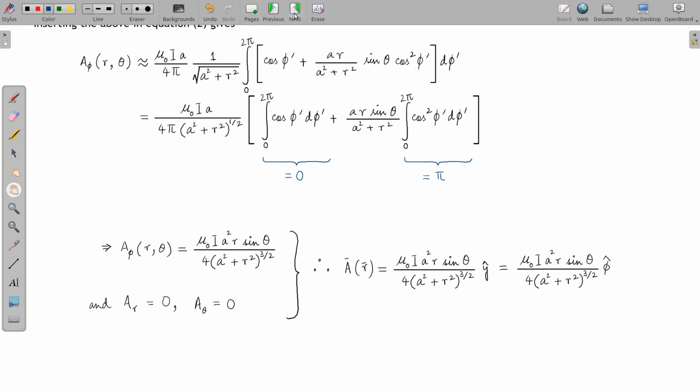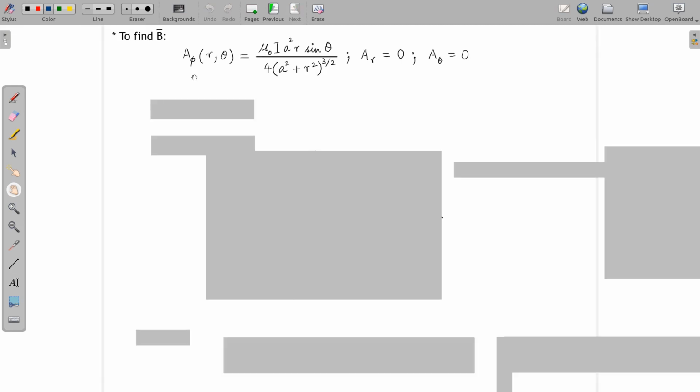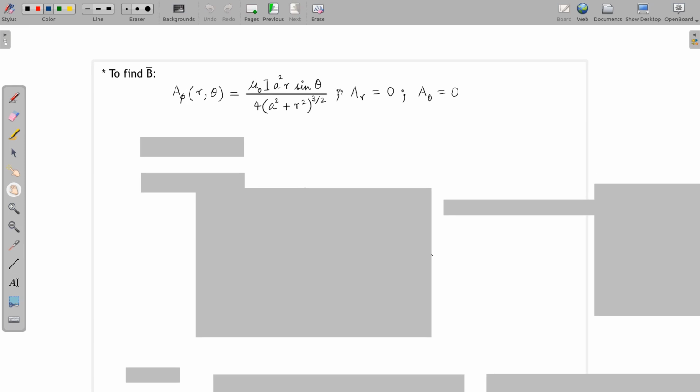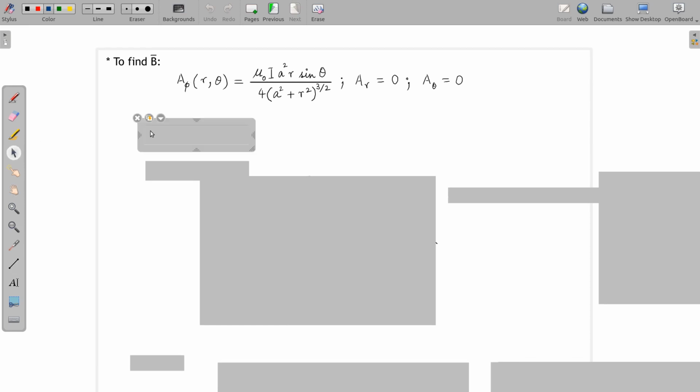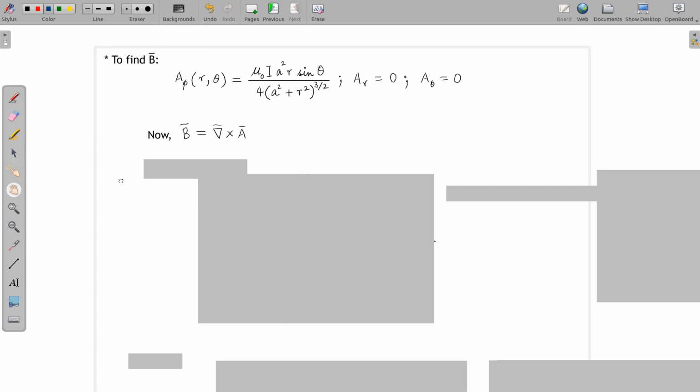So now what's the next step? The next step is we would like to find out what the magnetic field is, right? We know the vector potential, we know the components of the vector potential. So now we can go ahead and find out the magnetic field. And how to find out the magnetic field? Very simple. Magnetic field is nothing but the curl of the vector potential, right? So we just need to find out the curl of A.